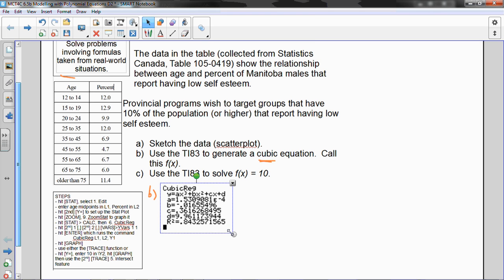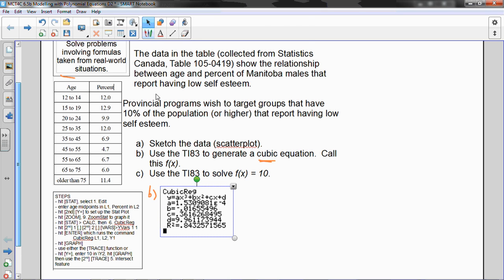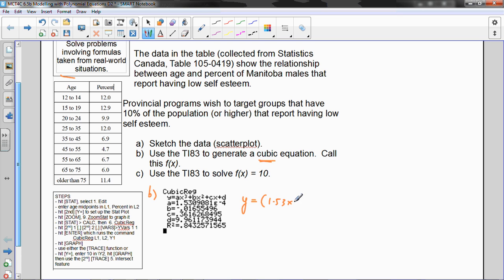Okay, what this means. Well, A, the leading coefficient, is 1.53, and notice the E -4. It means that A is actually 1.53 times 10 to the -4, very small number, x cubed, plus B is -0.017-ish, x squared, and so on. 0.36x, C is that value, and finally plus 9.96 is D. And that's my function.